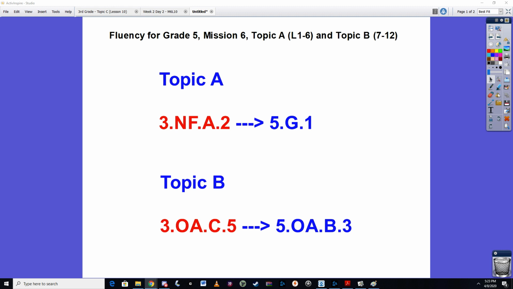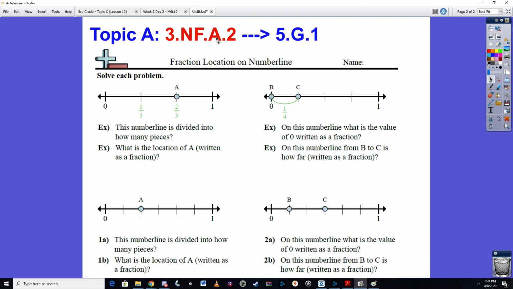This is what I mean. You need to know 3.NF.A.2 to understand what's taking place in mission 6. You may have forgotten how to do this, which is why you have problems doing this. So we're going to go over 3.NF.A.2, and this will help you better understand your missions.